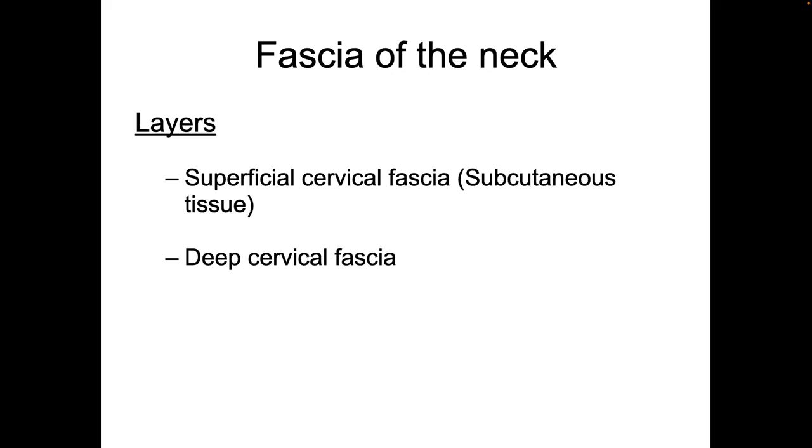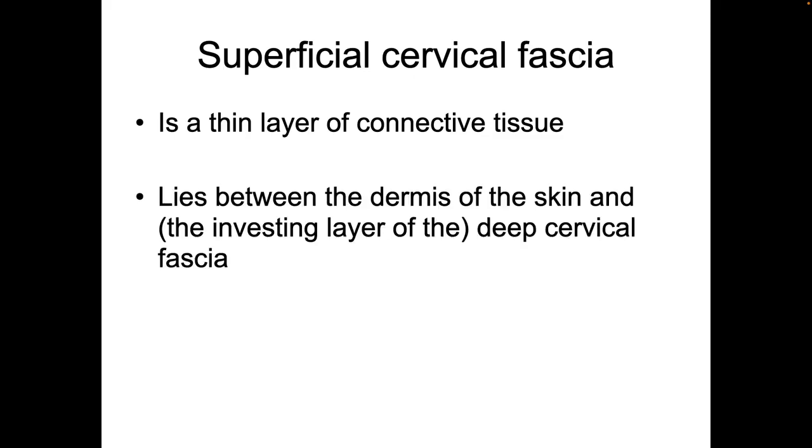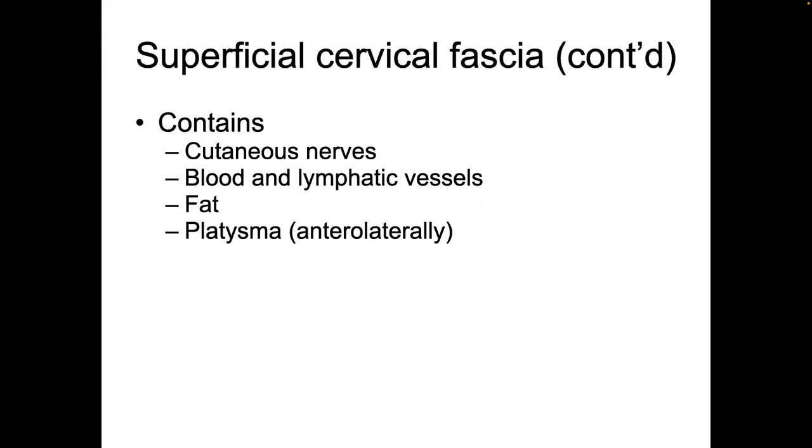The layers are, there is superficial cervical fascia and deep cervical fascia. Superficial cervical fascia, it is a thin layer of connective tissue and it lies between the deep layer and the skin. So what is between the two is the superficial cervical fascia, like any other superficial fascia present between the skin and the deep layer, deep fascia. Superficial cervical fascia contains cutaneous nerves, blood vessels, less amount of fat and platysma muscle, which we have seen.